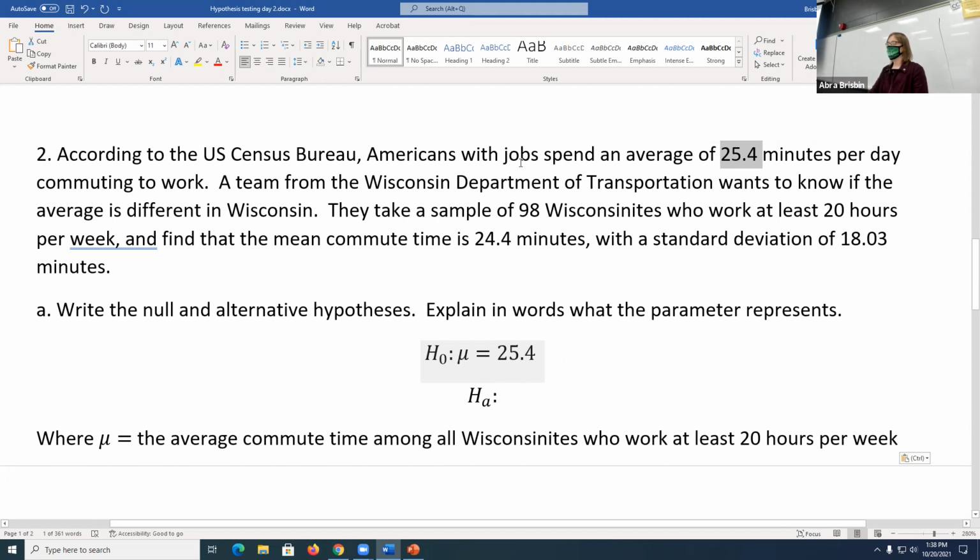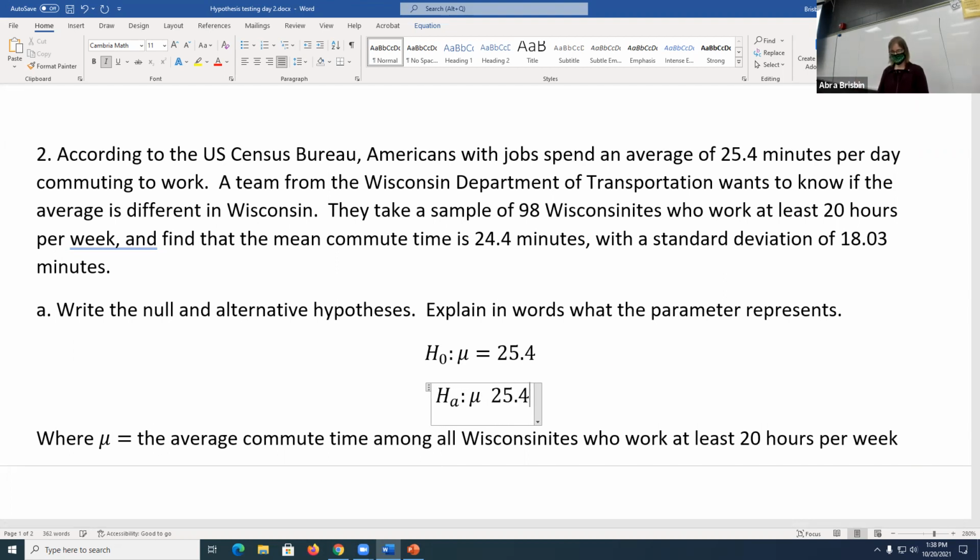All right. So for my alternative hypothesis, we're going to use the same parameter symbol and the same value to compare to as the null hypothesis. So we still have mu, we still have 25.4. What inequality should I use in between those two? Not equal to, yeah.